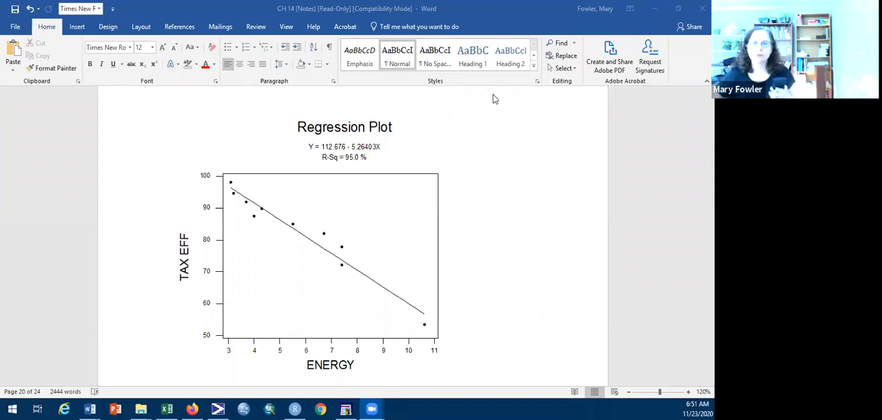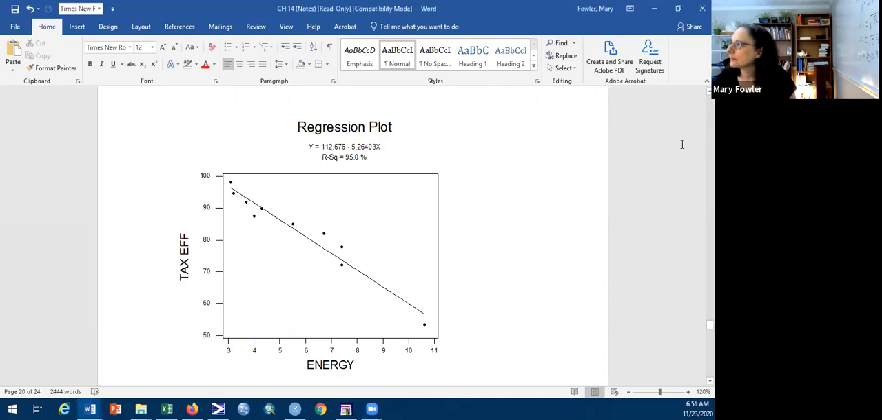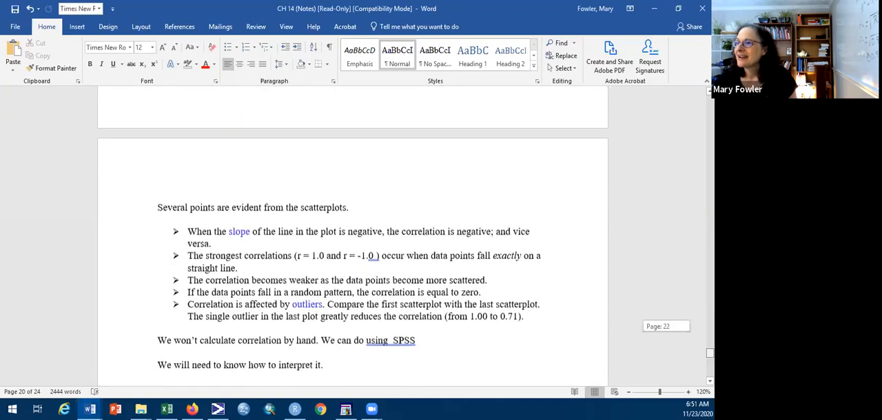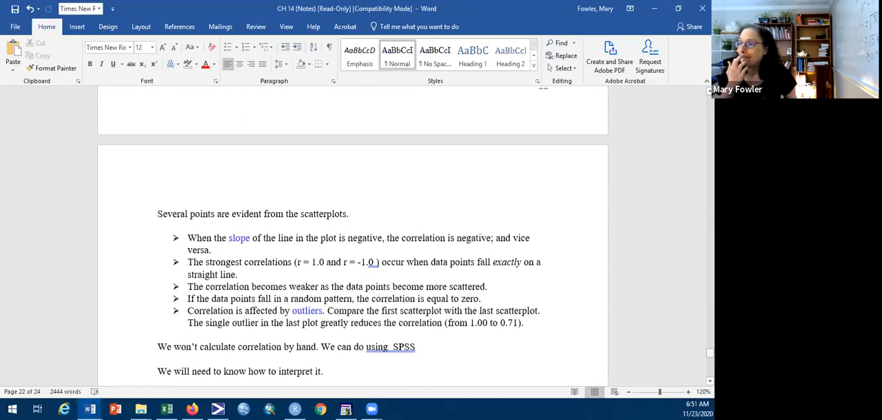Okay, so I think there's a little wrap up I wanted to go through at the end that gives probably most of the points we've already shared, but worth saying again. When the slope of a line in the plot is negative, then the correlation is negative. When the slope is positive, the correlation is positive. -1 and +1 are the strongest linear correlations. That's when the data falls exactly on the line.